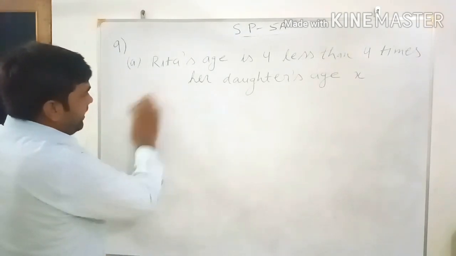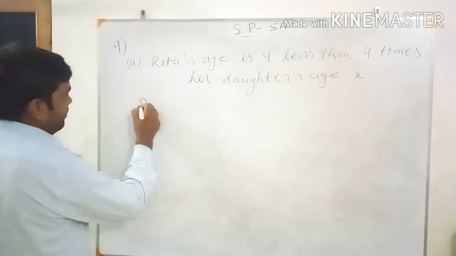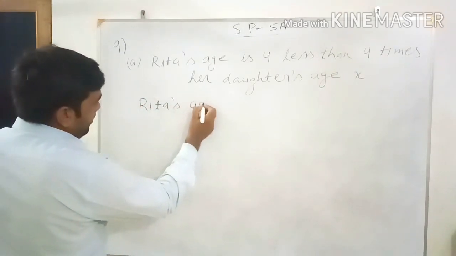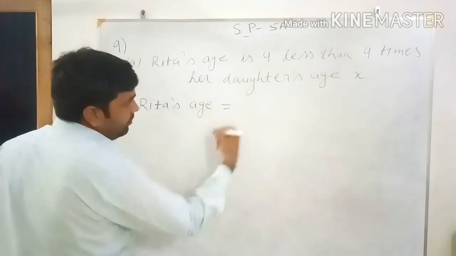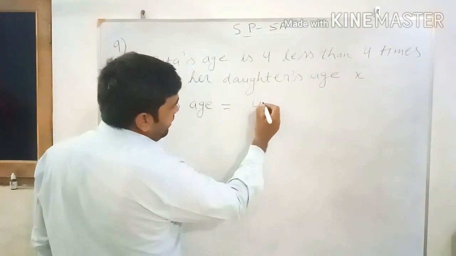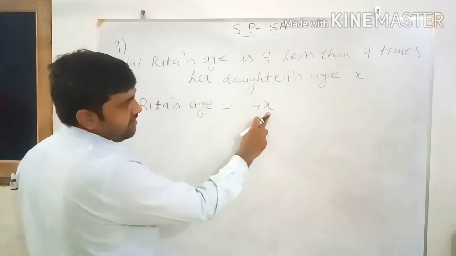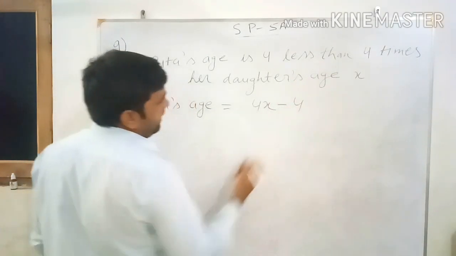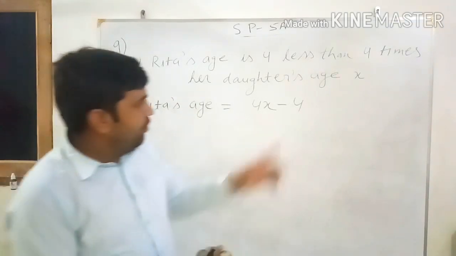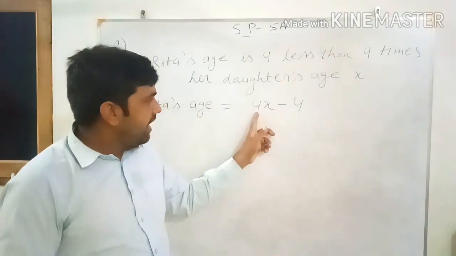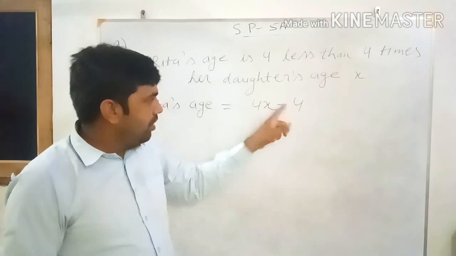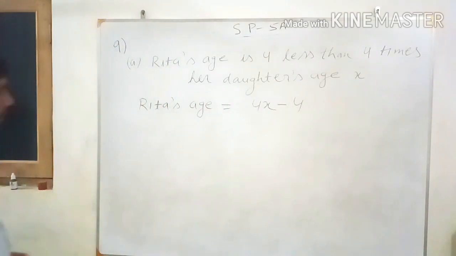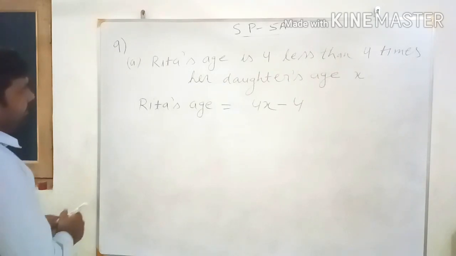So we can also write Rita's age equals 4 times her daughter's age x, so 4x minus 4. That is 4 less. So how do we read it? 4 less than 4 times her daughter's age x. Now we move to the next question.